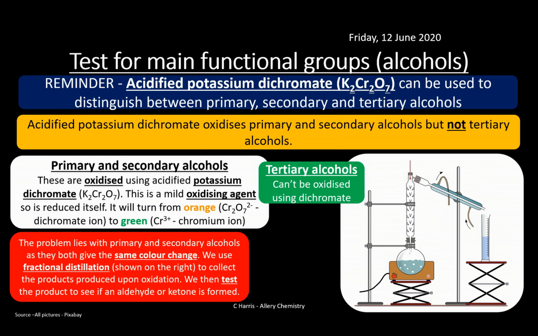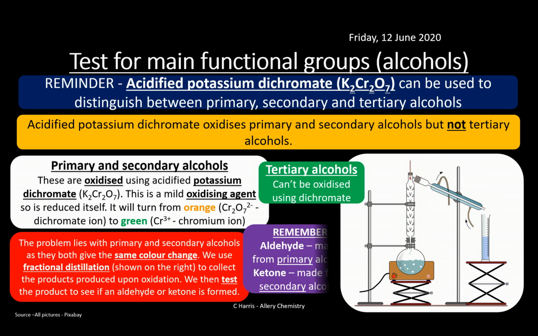The problem lies though with primary and secondary alcohols, because they both give the same colour change. So how on earth are we supposed to distinguish between the two? Well, remember what we said before, we can use fractional distillation. There's the setup shown on the right there, and we collect the products produced upon oxidation. So we take our chemical and we separate it out. Basically, we use distillation. And if we have a primary alcohol, then what we should see is an aldehyde being collected in here if we are indeed heating up a primary alcohol.